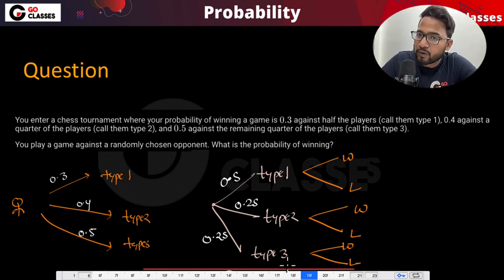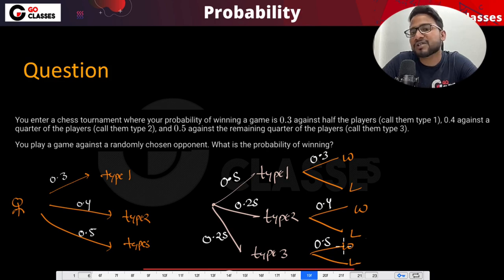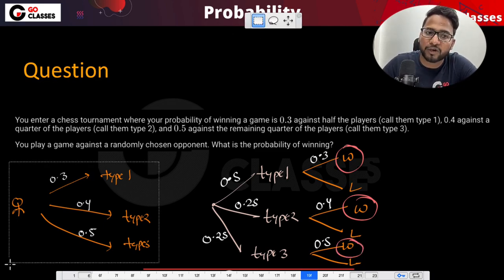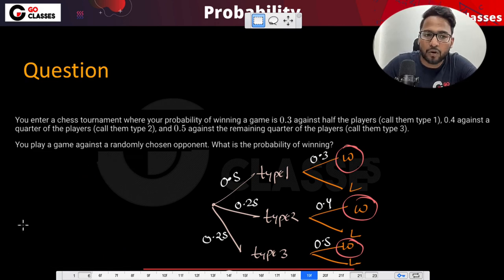And once you choose any one of these players, either you win or lose. These probabilities are given to me: you win with 0.3 probability, so losing will automatically be 0.7. This is 0.4, so it will automatically be 0.6. This is 0.5, so it will automatically be 0.5. Right? That's how you make the tree diagram. Now they are asking the probability of winning, and win is at 3 places. You need to add all of these 3 probabilities to finally get the probability of winning.